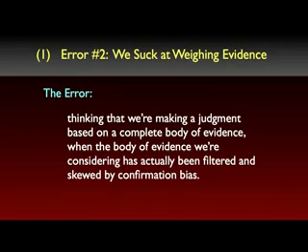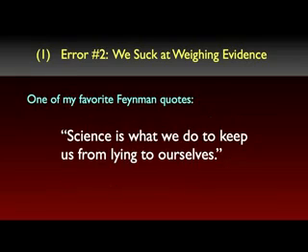And this is where scientific methodology comes in. The physicist Richard Feynman once said that science is what we do to keep us from lying to ourselves. And I think there's a lot of truth to this. One of the functions of scientific methodology is to neutralize the effects of confirmation bias by forcing us to search for and weigh a complete body of evidence, one that includes not only confirming evidence but also disconfirming evidence, evidence that would count against the hypothesis in question. Let me give you a simple example to illustrate.